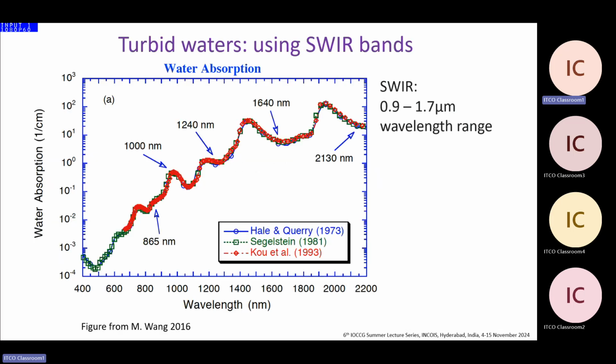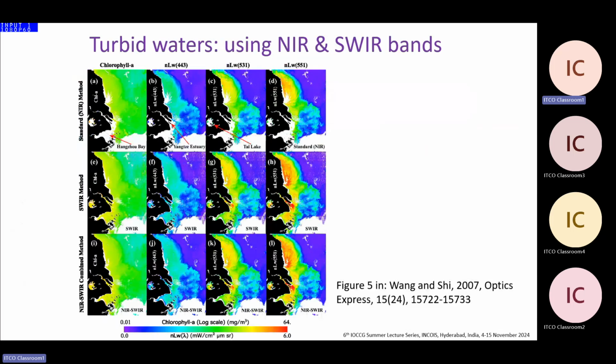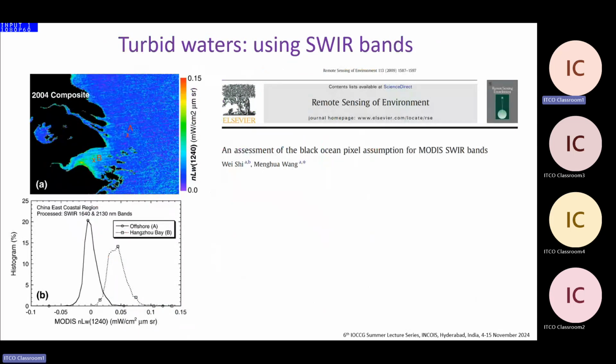Going to the SWIR bands, when I showed you the water absorption plot a bit before, it was going up to 800 nanometers only. This one is going much further, and as you know, there is orders of magnitude more absorption by water. So at the wavelengths used in these SWIR-based algorithms, you have so much absorption that you can go back to the assumption that the water-leaving signal is 0. That's in particular what Menghua Wang has been developing. That's one example here, just to give you the detail of the reference.